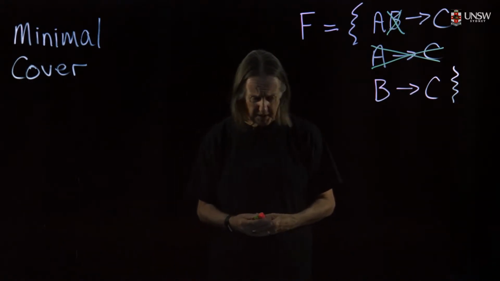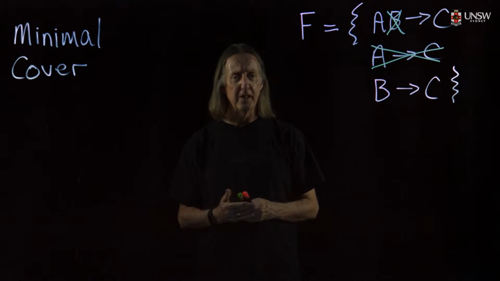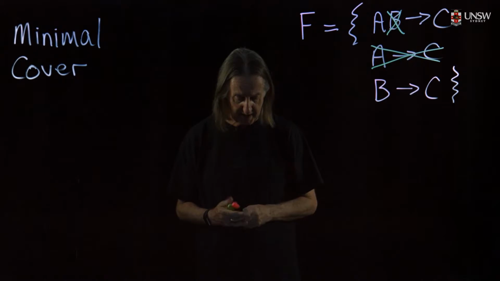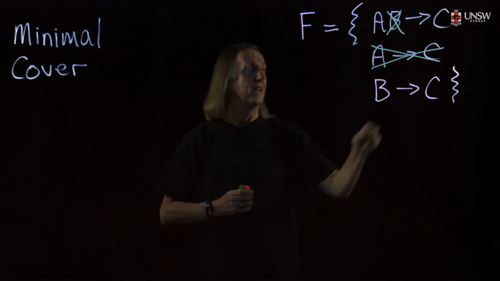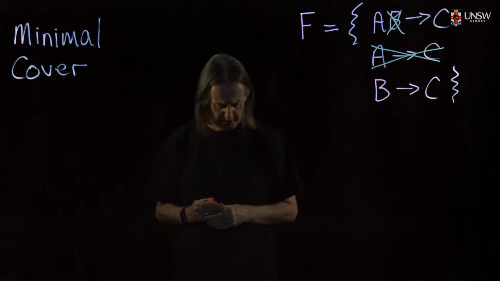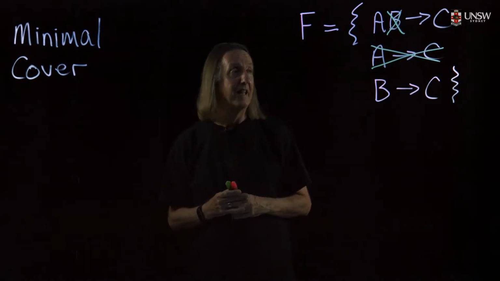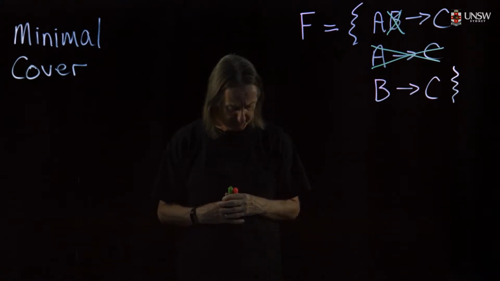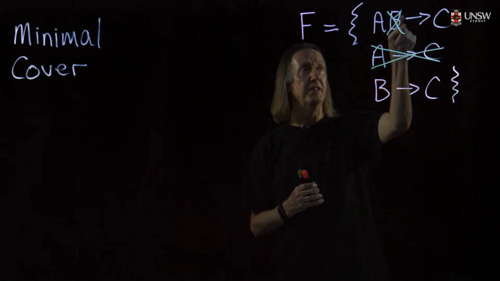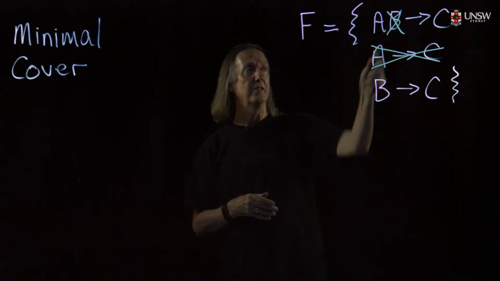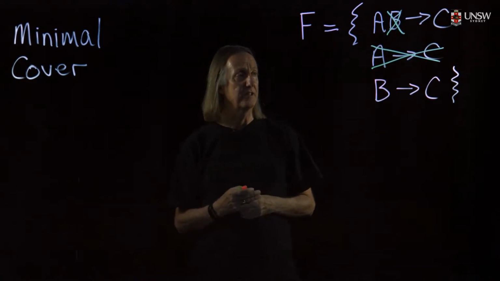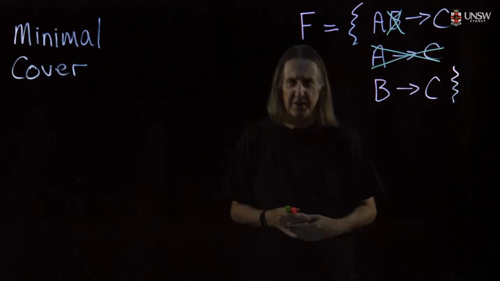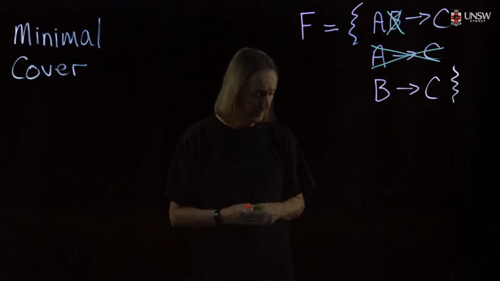So the idea of minimal cover is to find an equivalent set of functional dependencies for a given set F such that all of the dependencies have a single attribute on the right-hand side, and there are no redundant dependencies in the set. Also, there are no redundant attributes on the left-hand side, like there were in that case. Okay, so let's consider how we might do that. There's a standard algorithm for doing it.